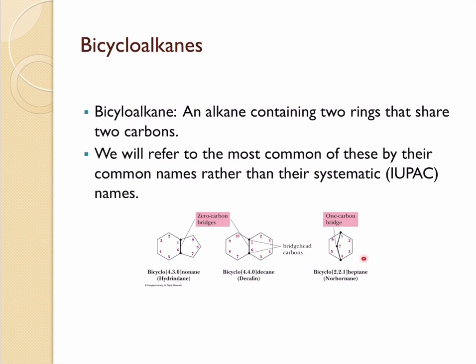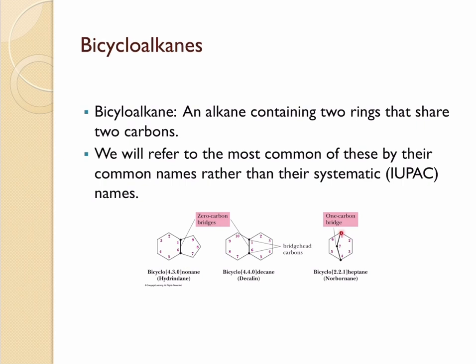Let's do one more example here. The total number of carbons here is 7, and therefore the parent name should be heptane, and there are 2 cyclic ring structures which are fused together, and therefore the prefix bicyclo. And how did we get the numbers 2, 2, 1?